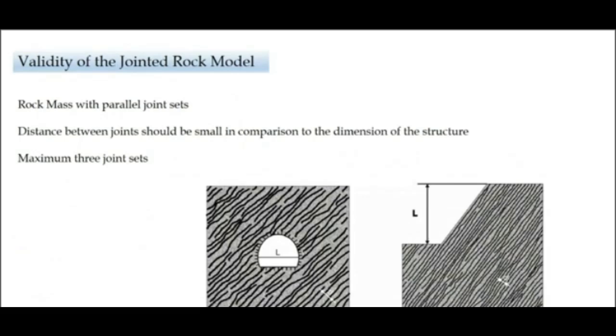So in the diagrams in this slide, you will see that the spacing between the discontinuities or the stratification planes is very small as compared to the tunnel dimension. Or even in the case of the slope, you can see that the joint spacing is very small in comparison to the dimension. So whenever these conditions are met, then you can think about using the jointed rock mass model, in case you feel that the dominant mechanisms will be captured using this model. And like I said, a maximum of 3 joint sets can be taken into consideration. The present figure shows only 1, but you can go for 3 stratification planes.